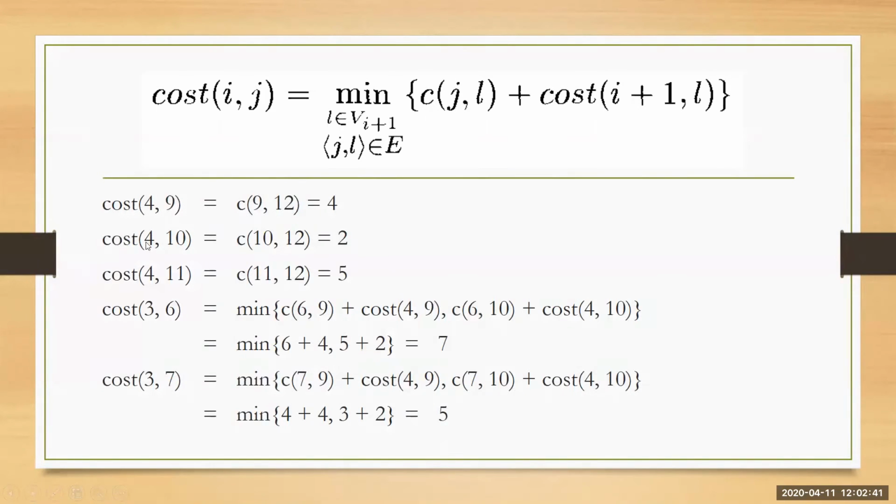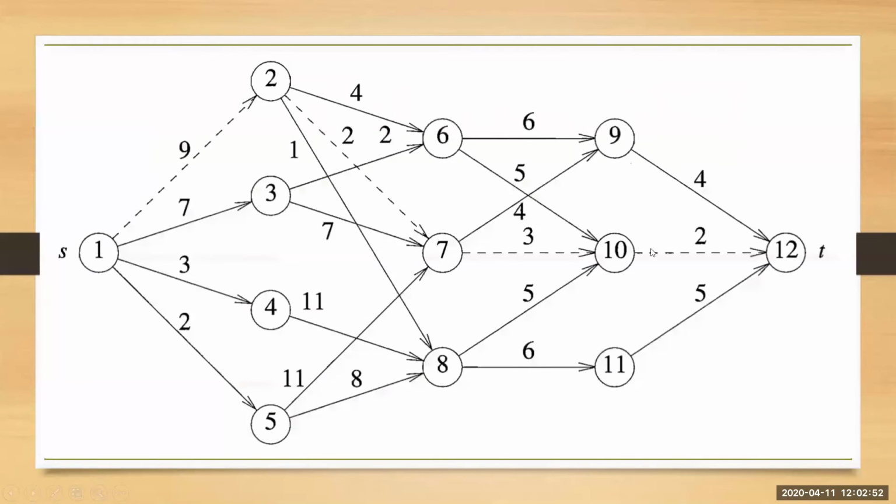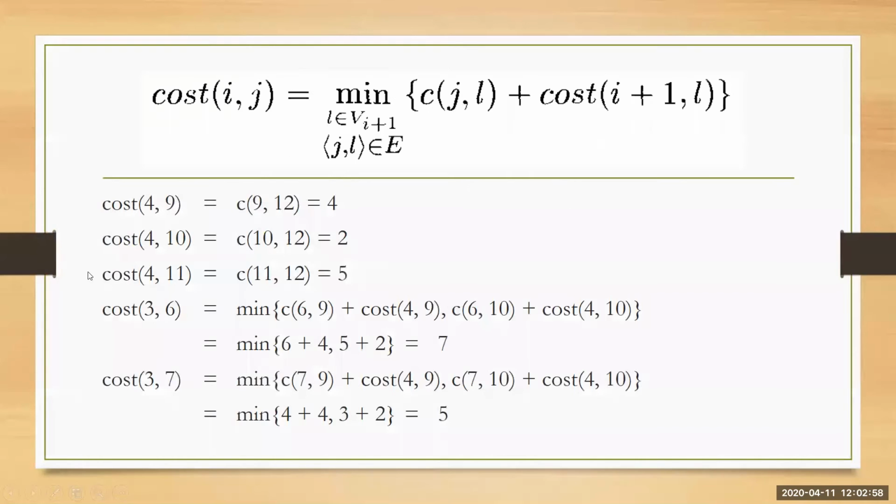So similarly, cost of 4 comma 10. Vertex number 10 in stage number 4. What is its cost? It is C of 10 to 12. Edge from 10 to 12. Cost of edge from 10 to 12. It is 2. So directly write it as 2.